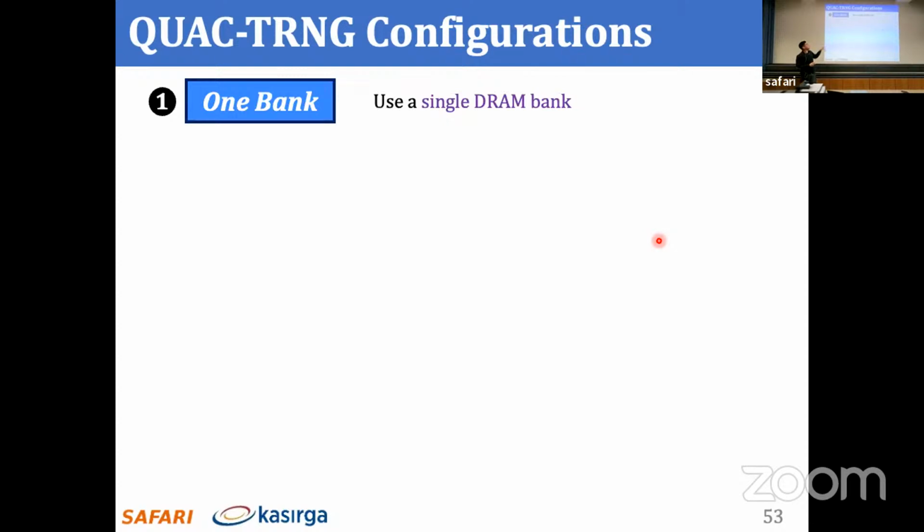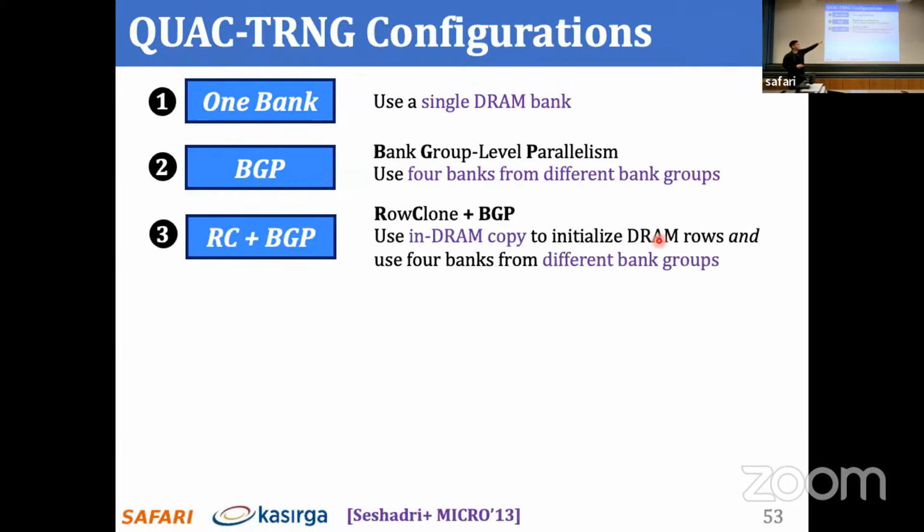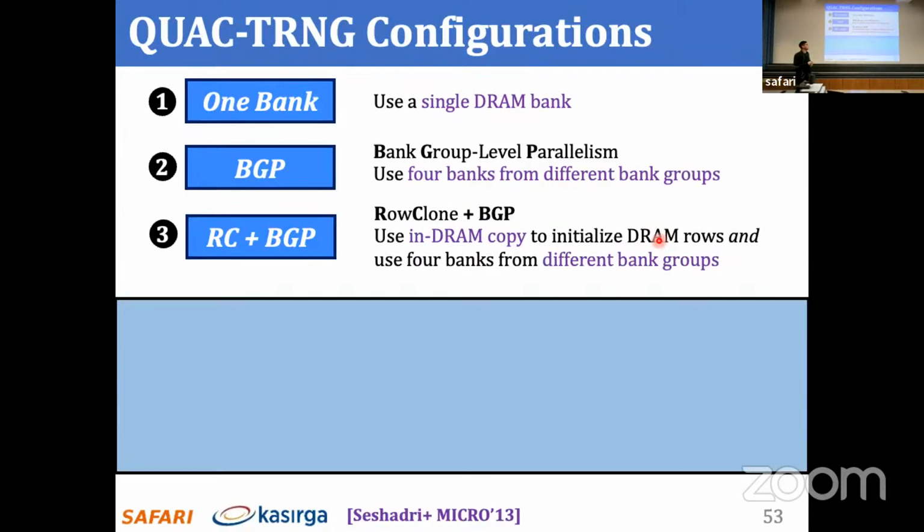We evaluate the throughput using 3 configurations of QUAC-TRNG. The first one is One Bank. It uses a single DRAM bank. The second one is BGP. It exploits the bank group level parallelism available in DDR4 to achieve higher throughput. And finally, RC plus BGP uses RowClone in-DRAM copy operations to initialize data faster and exploits DDR4's bank group level parallelism.